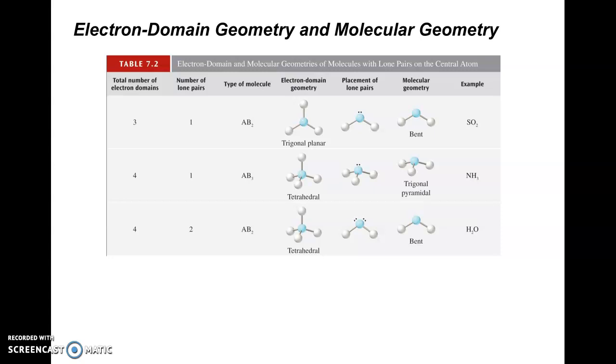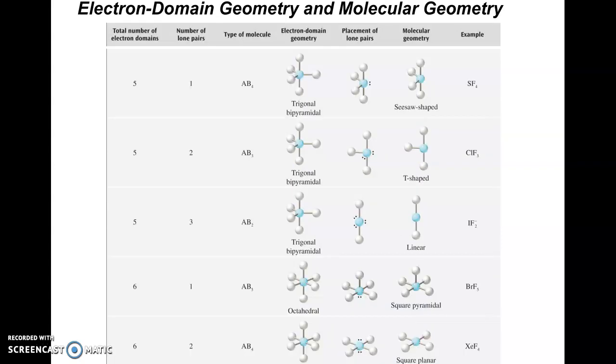And water is an interesting one, 4 electron domains, but that's because there are 2 lone pairs of electrons on the oxygen. Once again, it's tetrahedral, but 2 of those tetrahedral slots are taken up by the lone pairs of electrons on oxygen. So when you realize you can't see them, you once again get a bent structure.